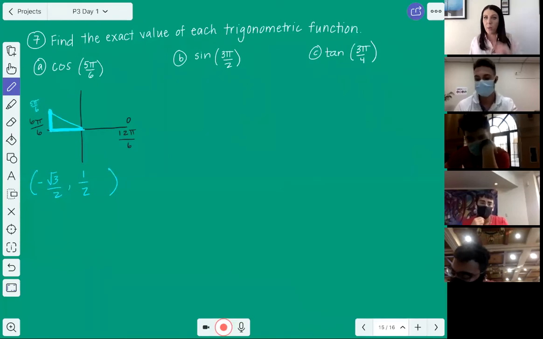Perfect. Okay, Jorge, we're staying with you. So if I'm asking you specifically for cosine of 5 pi over 6, which of those coordinates am I looking at?